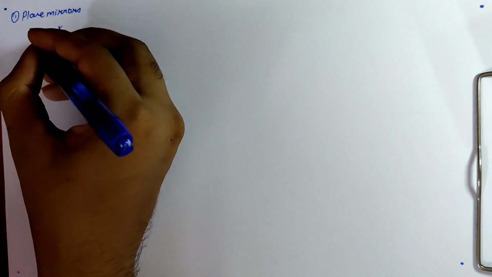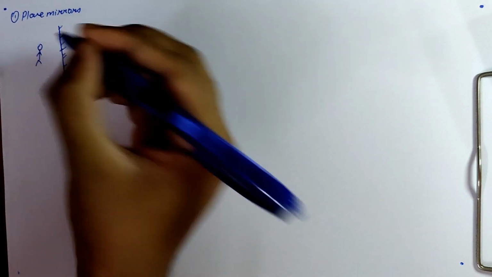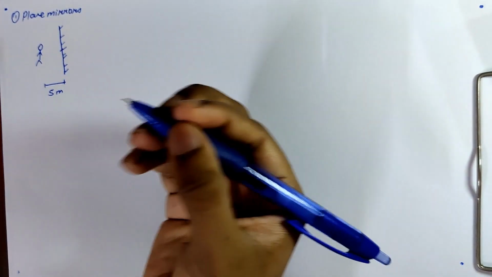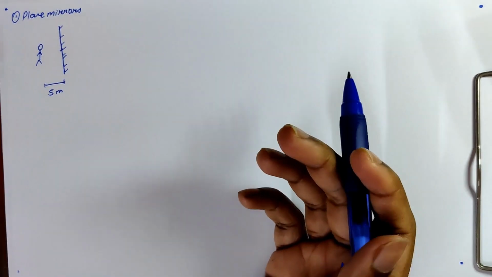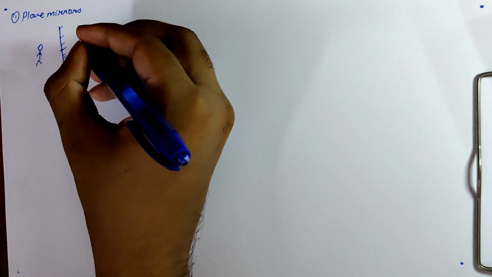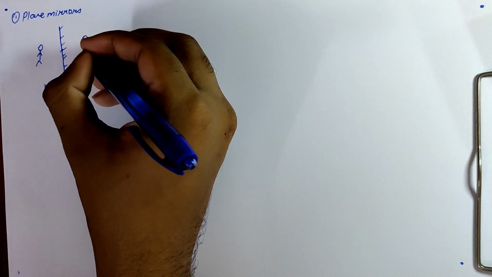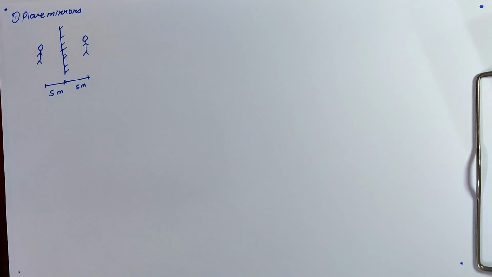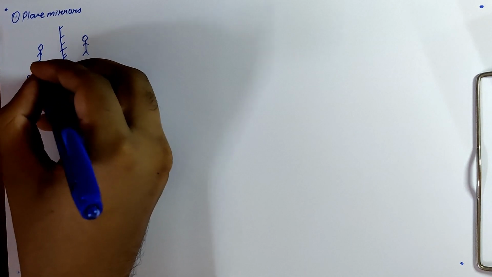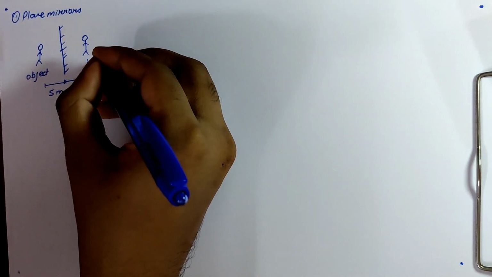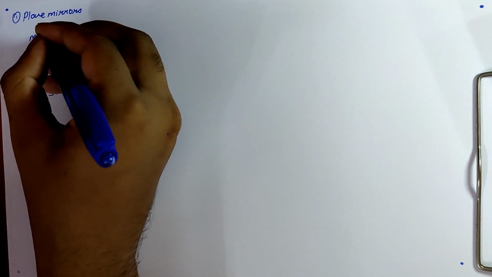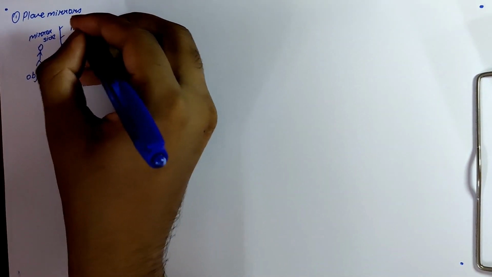Right. So a person is standing across the mirror. He is standing about 5 meters away. Now guess how the image will be formed on the other side of the mirror. It will also be at a distance of 5 meters. The person will be standing there. Now this is the object, this is the image. You see the mirror side, non-mirror side.